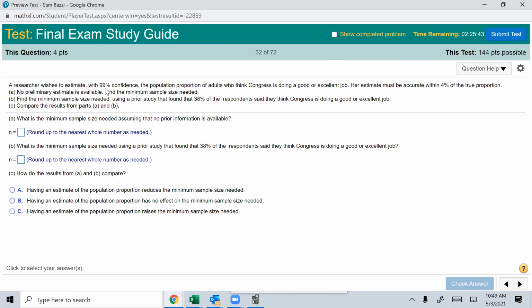A researcher wishes to estimate with 99% confidence the population proportion of adults who think Congress is doing a good or excellent job. Her estimate must be accurate within 4%. Okay, the 4% is the margin of error, guys. That's E. And we need a 99% confidence interval. No preliminary estimate is available. Find the minimum sample size. Well, there is a formula, guys, for the minimum sample size when you do proportion. I'm going to write the formula.